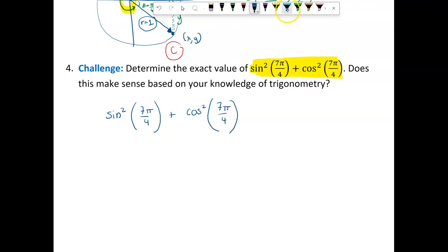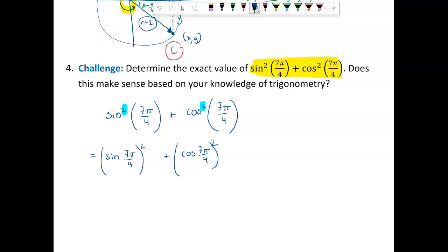A reminder that this squared means that we're basically finding the sine of 7 pi over 4, and then we're going to square that answer. Same with this one. We're going to find the cos of 7 pi over 4, and then square the answer. So basically it looks like this. We take the sine of 7 pi over 4, and whatever we get, we square it, and then do the cos of 7 pi over 4, and then square it.